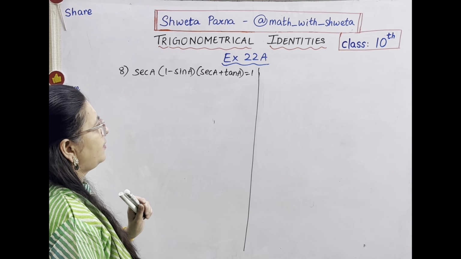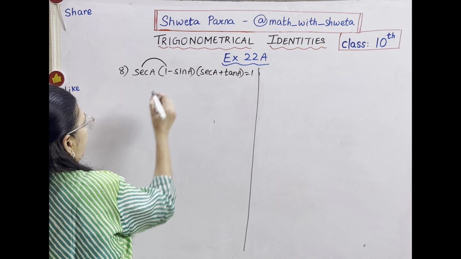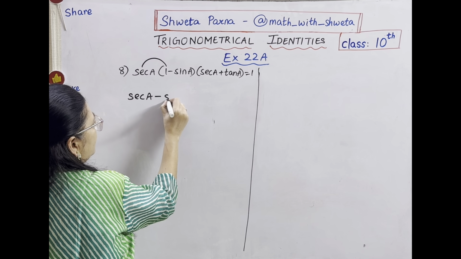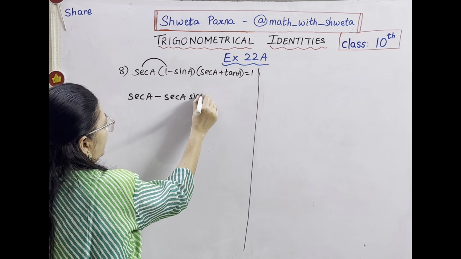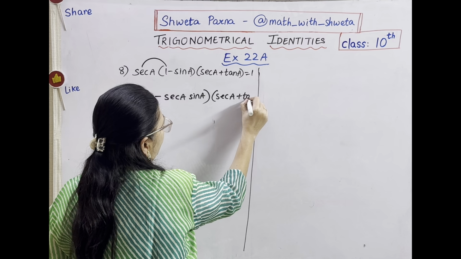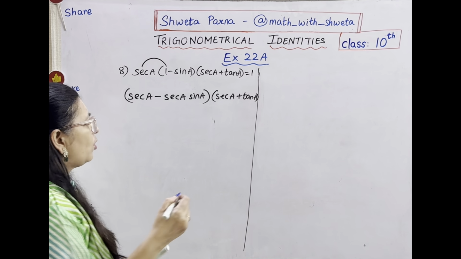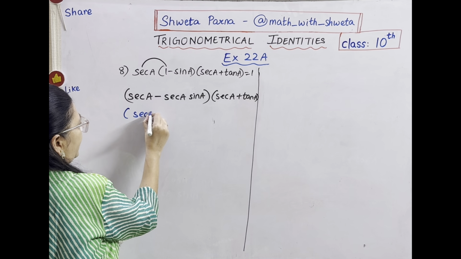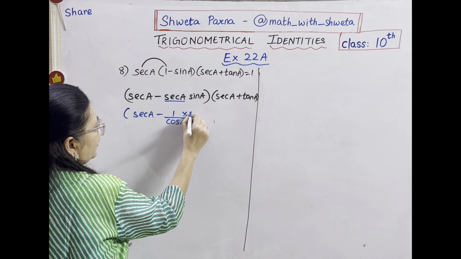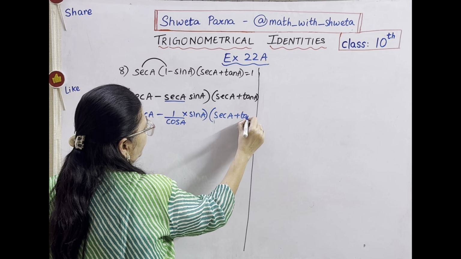Sec a into 1 minus sec a, sin a into sec a plus tan a. So first let's open the bracket. Sec a into 1 is sec a. Sec a into minus sin a is minus sec a into sin a. Multiplied by sec a plus tan a. Now, what is sec a? Sec a is 1 upon cos. So this you will write sec a the way it is, minus this sec a you will write 1 upon cos a into sin a. This sec a plus tan a.